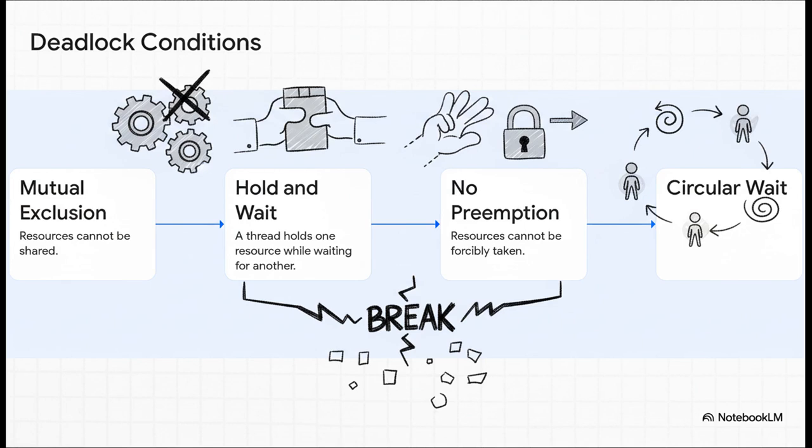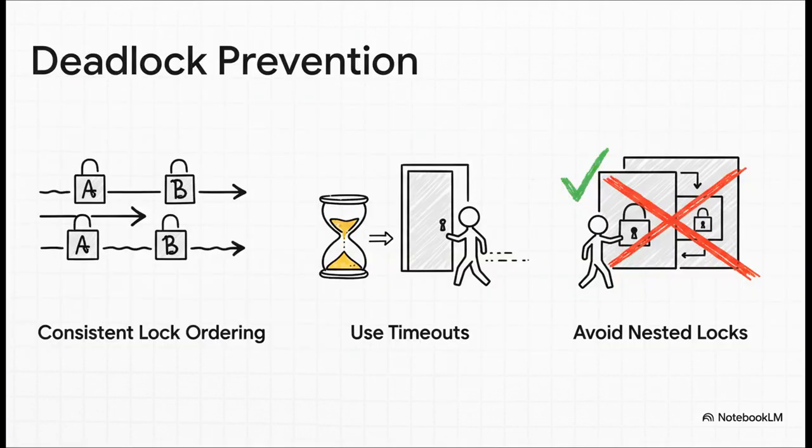And the candidate correctly identifies the 4 so-called Coffman conditions. For a deadlock to actually happen, all 4 of these things have to be true at the exact same time. So the key to preventing it is to design your system to break at least one of them. And notice the most effective strategy up there? Consistent lock ordering. It's a simple discipline that, if you follow it religiously, can completely eliminate the risk of deadlocks in your code. It's all about having rules and sticking to them.